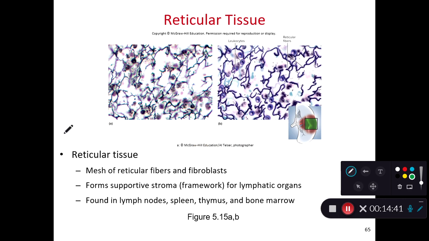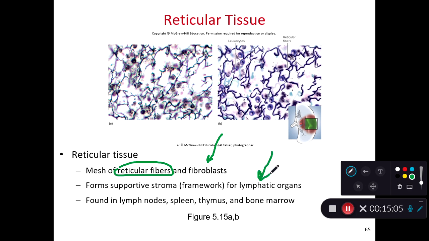As we look at reticular tissues, they are going to have mostly reticular fibers and a lot of fibroblasts. Those reticular fibers are going to form lots of channels and passageways so that we can have lots of filtration. We typically will find reticular tissues in lymphatic organs.